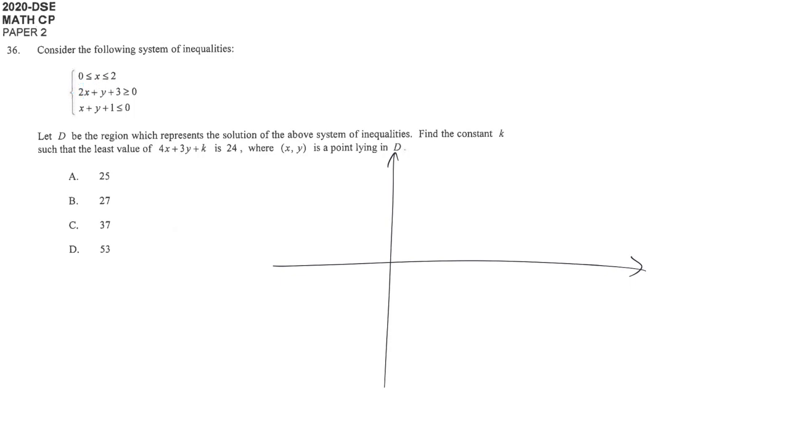x is between 0 and 2, so we have a boundary for x. We can only choose those points with x between 0 and 2. So we can choose this region at this moment.